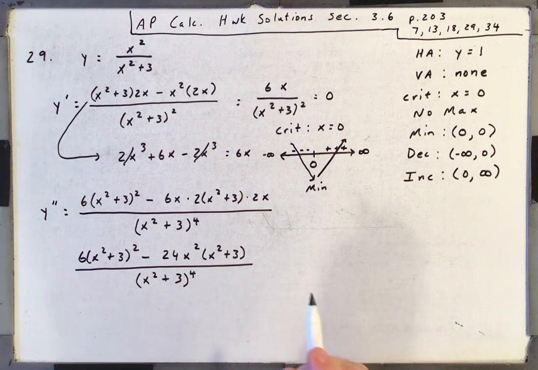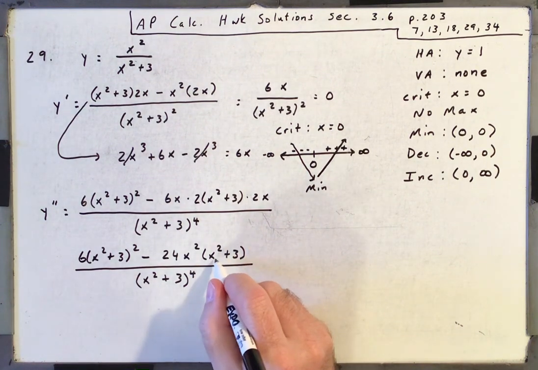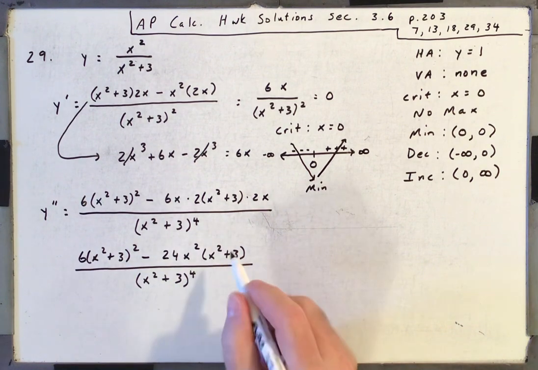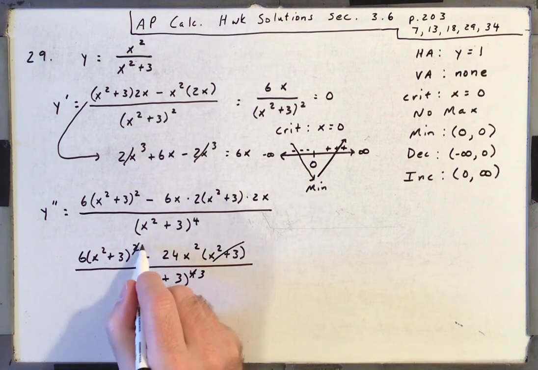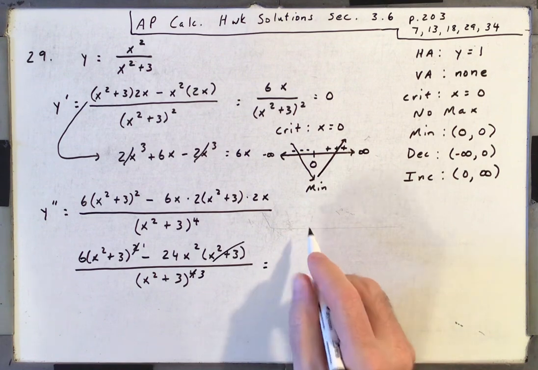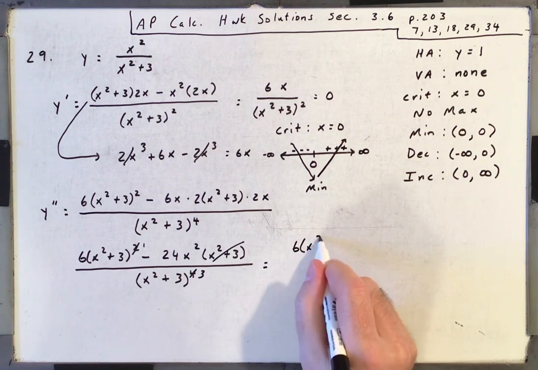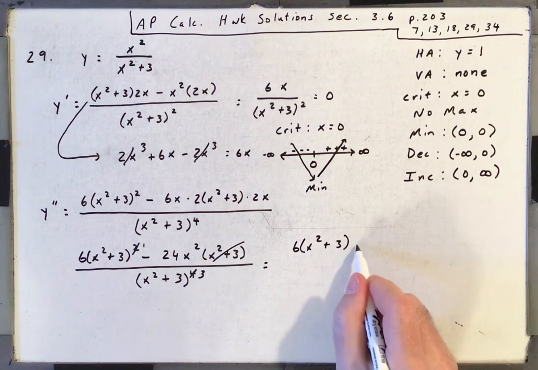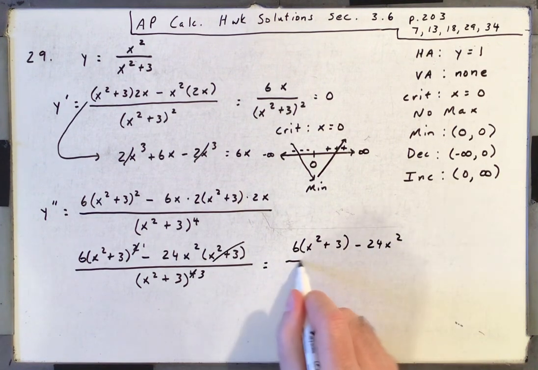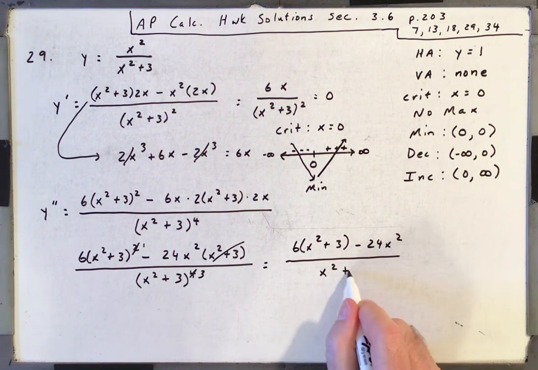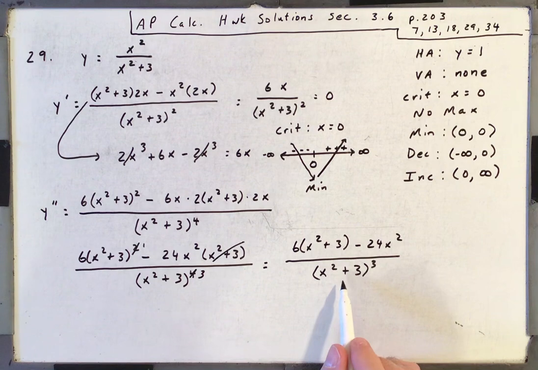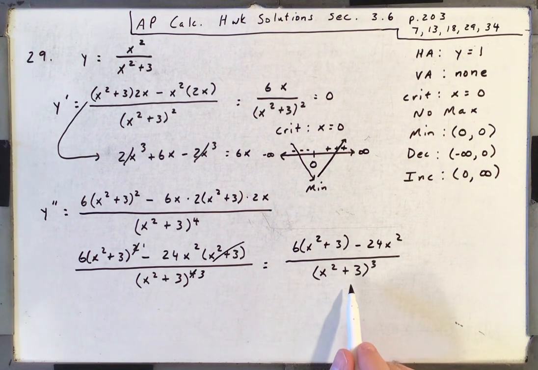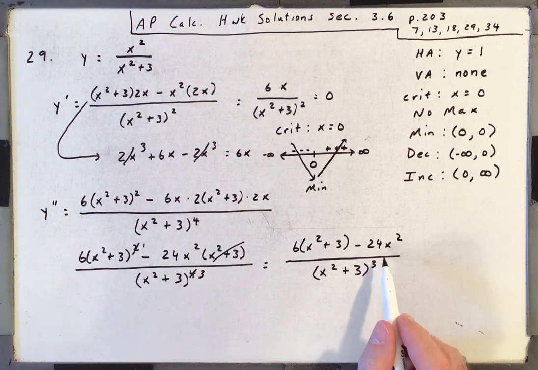All right, goodness. Okay, each term has an x squared plus 3, right? So we can totally get rid of that one. Take this to the third power and get rid of that and make it to the first power. So that's going to be 6 times x squared plus 3 minus 24x squared over x squared plus 3 cubed. Now again, because it's x squared, the bottom's never going to be 0, never going to be negative even.